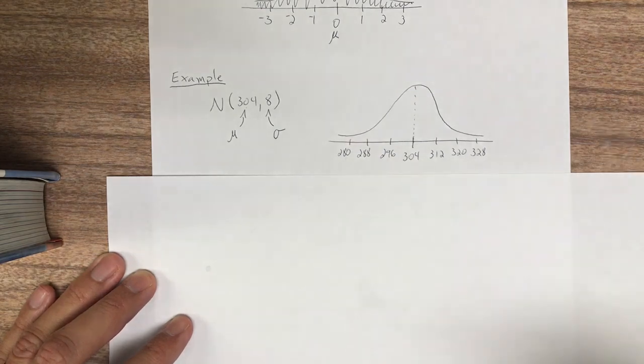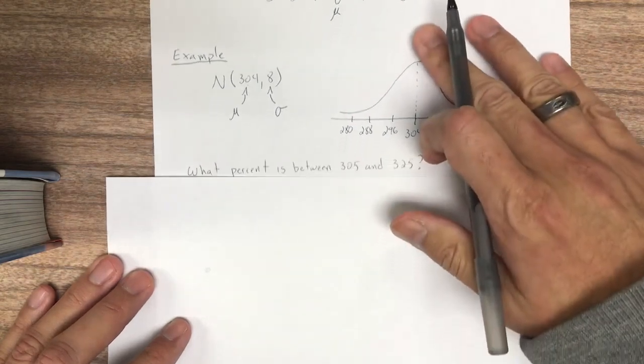So how do you find the actual area under the curve? So I have a question.